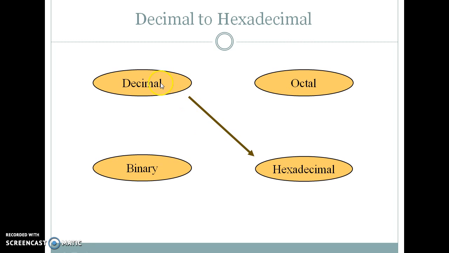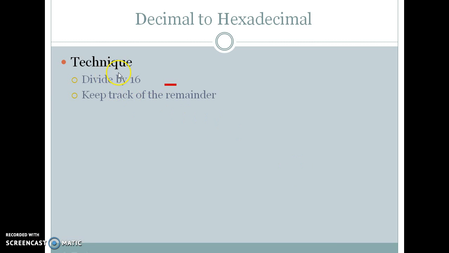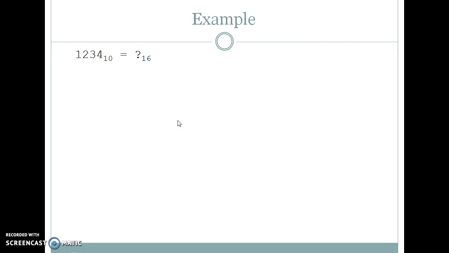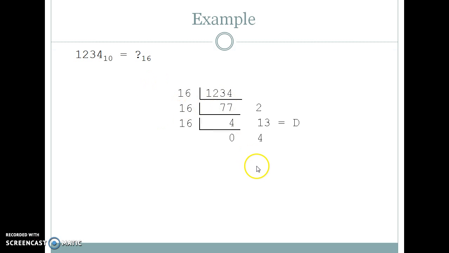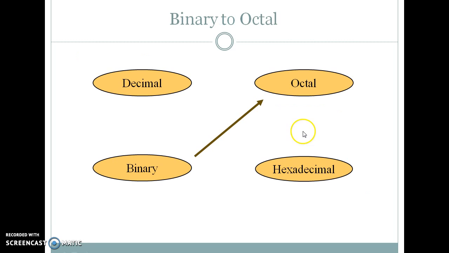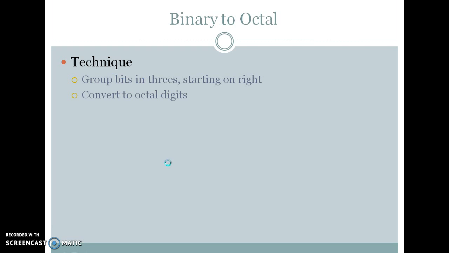Next type of conversion is decimal to hexadecimal number system. In this you have to divide by 16, like this, and you get the answer for this as 4D2. Here the 13 is represented by D. Now the binary to octal number system: put bits in 3s starting on the right.